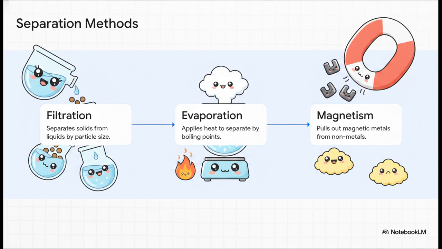And step 3 is magnetic separation. If you have iron filings mixed with a pile of sulfur powder, just wave a strong magnet over it. The iron jumps right out of the pile to the magnet, leaving the non-magnetic sulfur safely behind. It's incredibly satisfying to watch, and it relies entirely on physical properties with absolutely zero chemical reactions required.